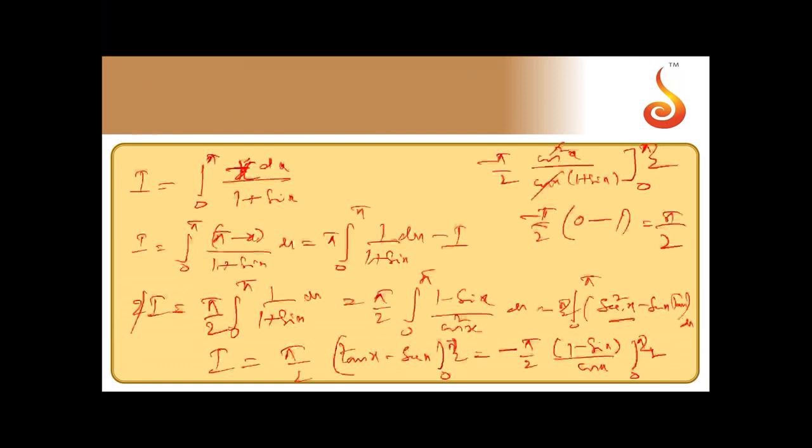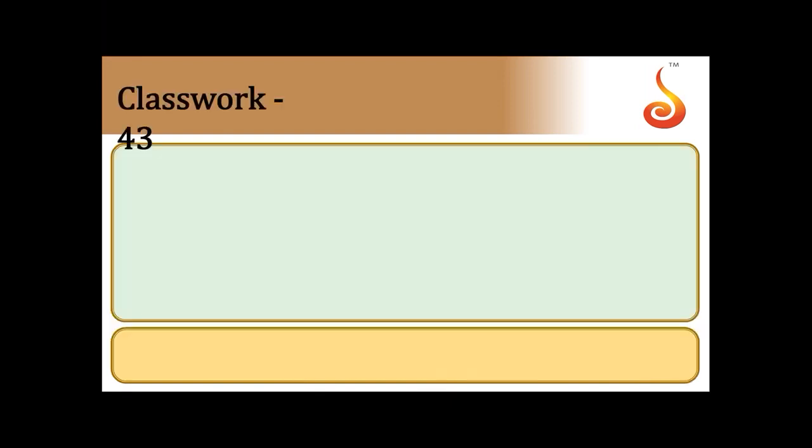I is equal to pi by 2 times the integral from 0 to pi. It is from 0 to pi, but not 0 to pi by 2. When you simplify this, it can be written as pi by 2 times the integral from 0 to pi by 2, because sin(pi minus x) is the same as sin x. Multiply by 2 here, the 2 gets cancelled, becoming pi only. So the answer is equal to pi.